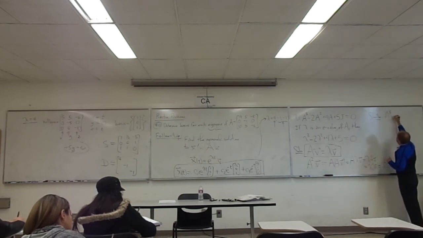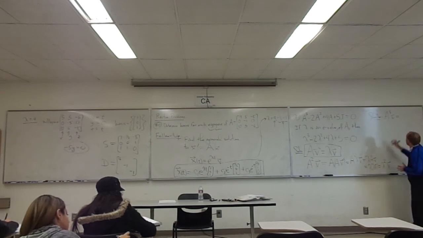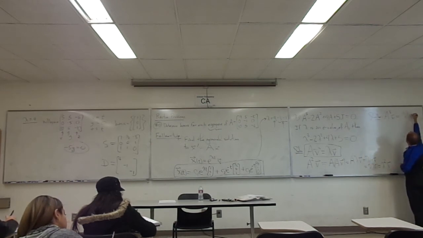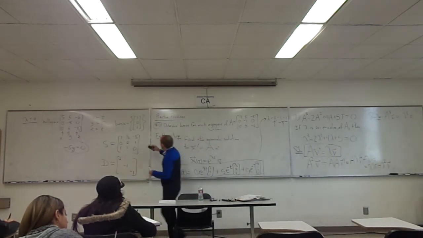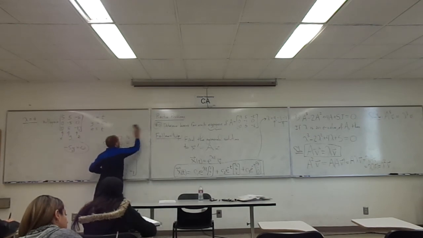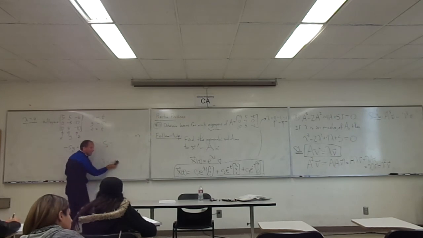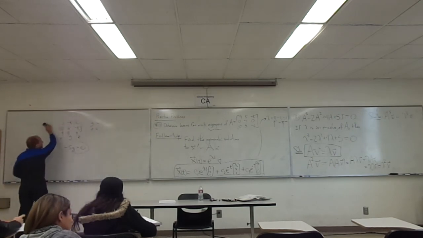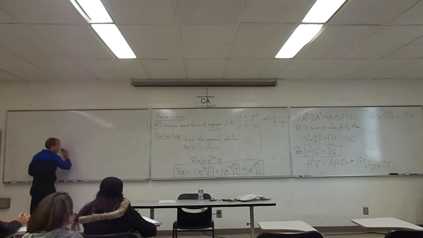A cubed V is going to equal what? Right, lambda cubed V. Exactly. Okay, so we know how these powers of A behave when you apply them to V. They just turn the A into a lambda. So we're already halfway done with solving the problem now. We just have to go to the final last step.